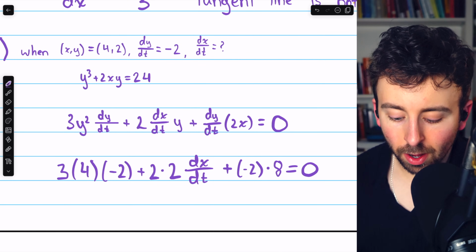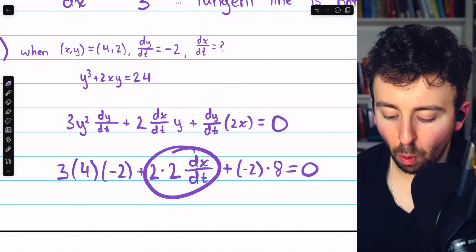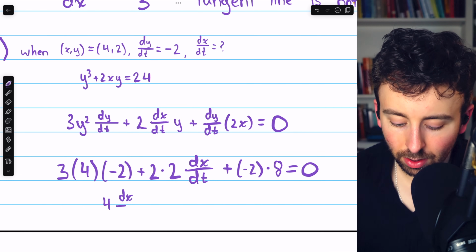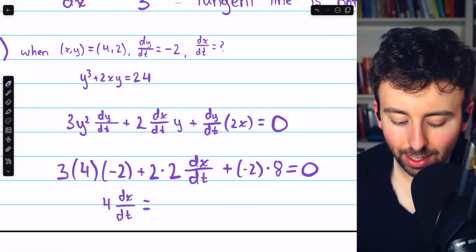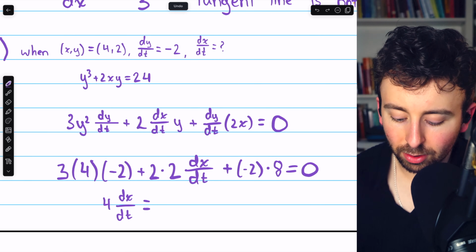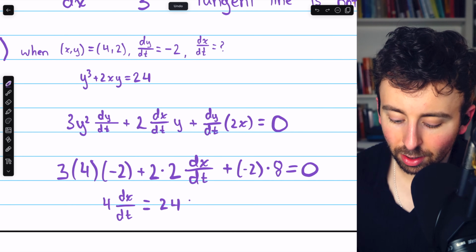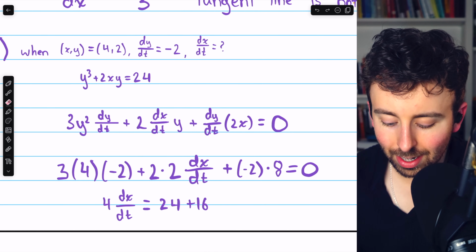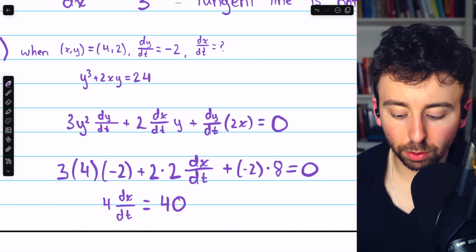Then we'll move all constants over to the right side. So on the left, we'll be left with 4 times dx/dt. So 4 dx/dt. And then the constants on the right, well, let's see. This is -24. So on the right, it would be positive 24. And this is -16. So on the right, it would be positive 16. So we have 24 plus 16, and that is just 40. So 4 dx/dt equals 40.